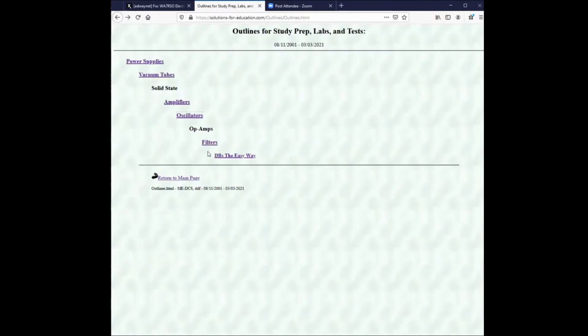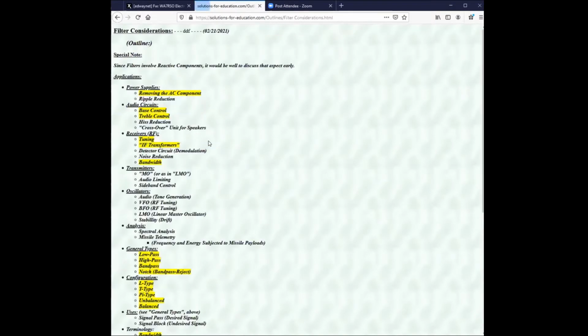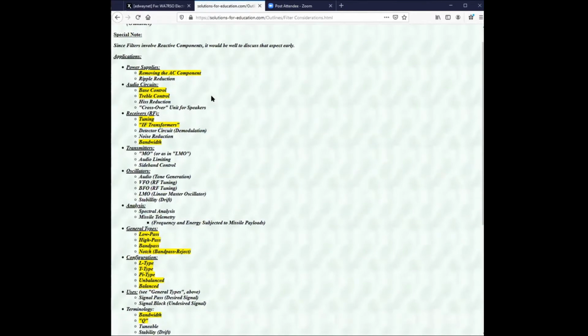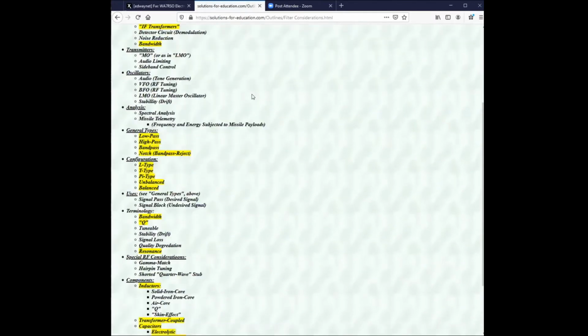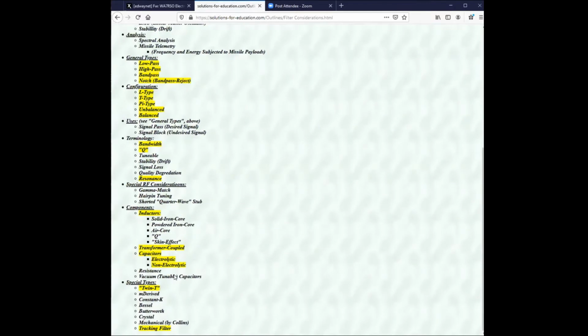So anyhow, go on down from there, and lo and behold, here is filters. And I highlighted some of the things that we'll be talking about tonight. There's a lot of stuff on here. And by the way, coming down here at the bottom, special types. These are ones I'm really not qualified to talk about, but I know about them. M-derived, constant K, Bessel, Butterworth. Of course, then there's the crystal filter, and then mechanical filter, which was made by Collins.